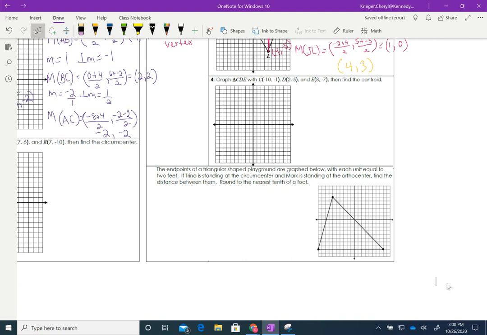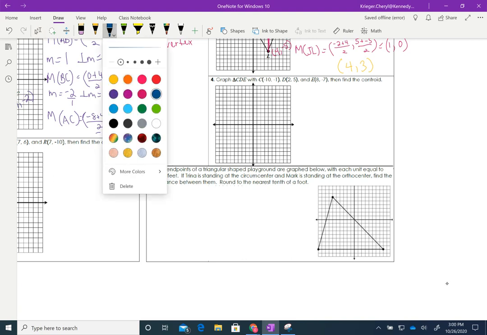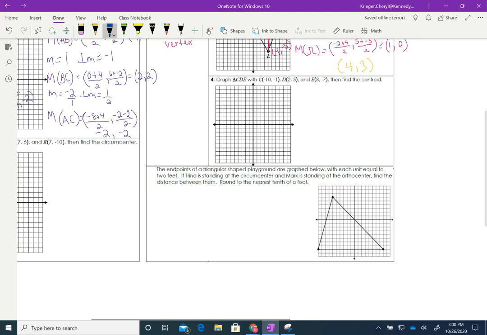So our challenge question of today is a word problem. It says the endpoints of a triangle-shaped playground are graphed below, with each unit equal to 2 feet. If Trina is standing at the Circumcenter and Mark is standing at the Ortho Center, find the distance between them. Round to the nearest tenth of a foot. Okay, so we have Trina at the Circumcenter. And Mark at the Ortho Center.